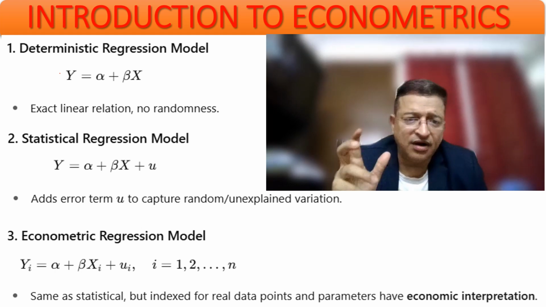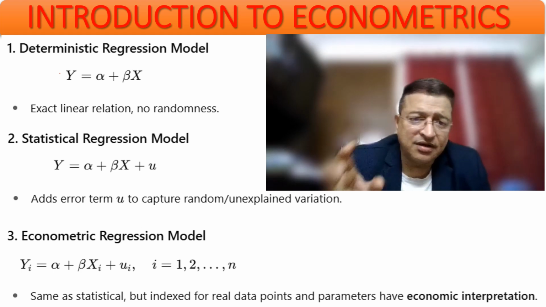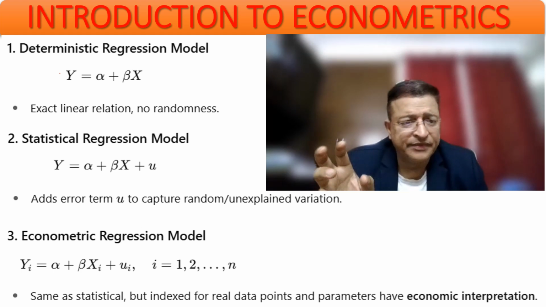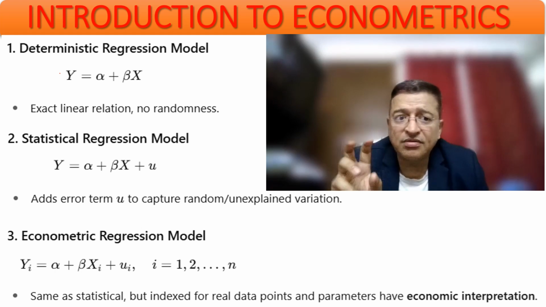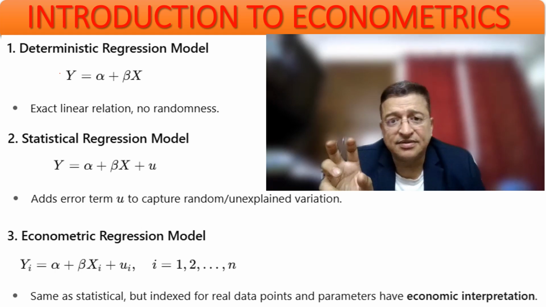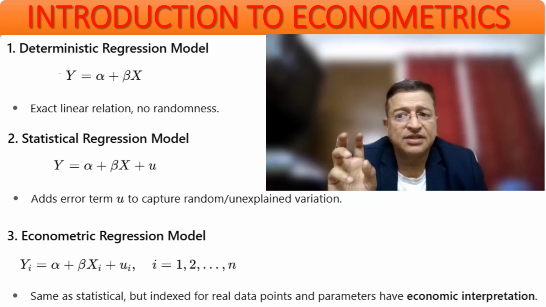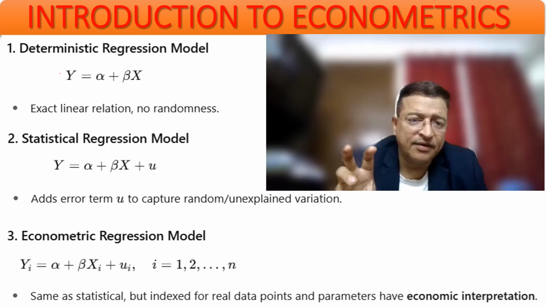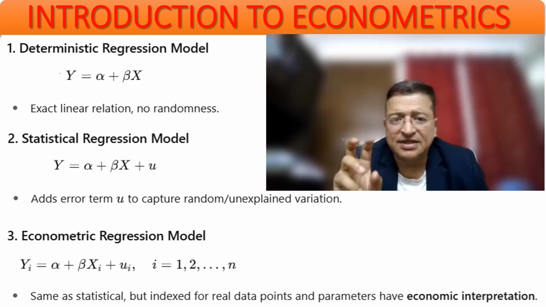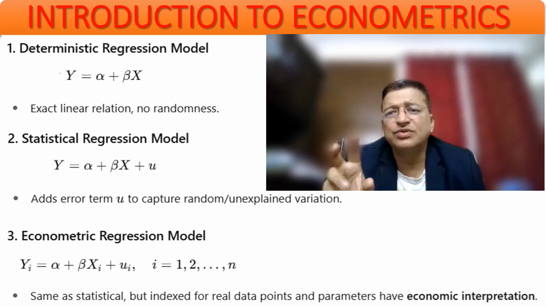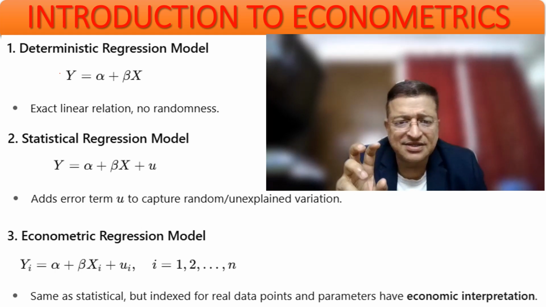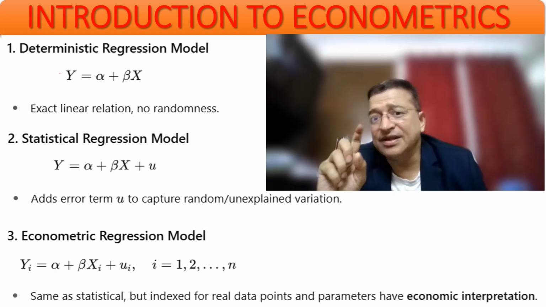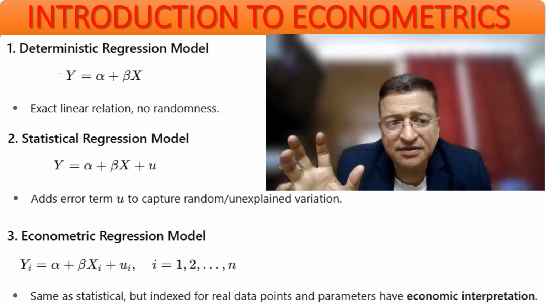Now we have the third model, which is the econometric regression model. Economists do not stop at recognizing randomness. Now we want to test whether theory holds in the real world. That's where econometrics comes in. We collect data on thousands of households, run a regression, and estimate whether Keynesian consumption theory really works.